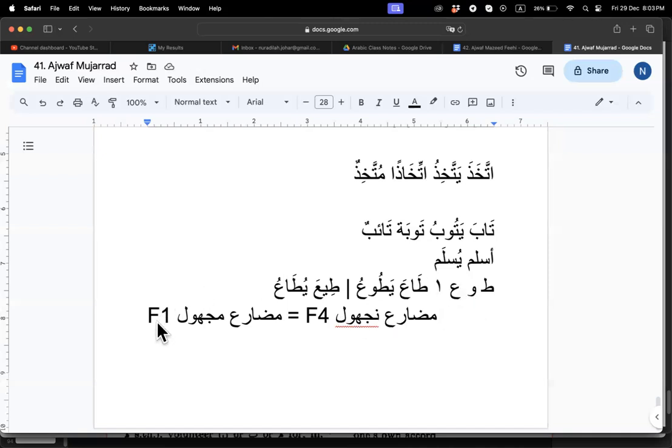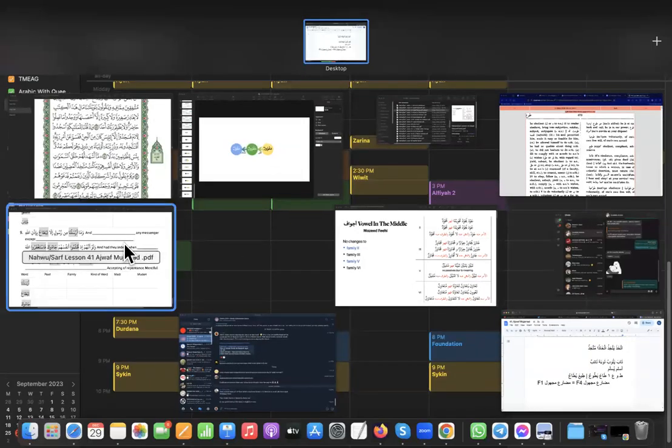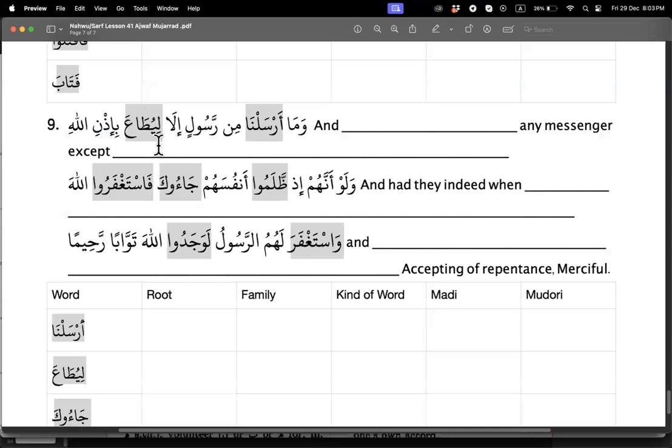In family one it is more like to be obedient, lazim. In family four it is the muta'addi, like ati'u Allah, obey Allah and obey the messenger. So actually this one is at the wrong place. I should not put this one here because we're doing ajwaf, not mazid fihi, but in a bit we will do mazid fihi. So this is actually family four, although family four and family one are the same pattern.